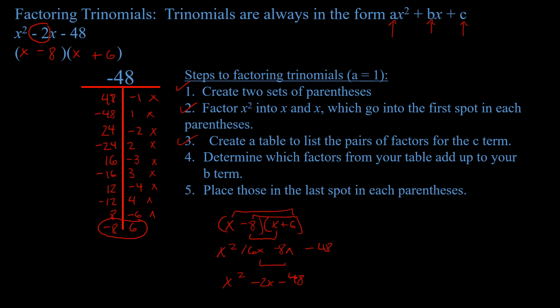And notice how when we add these two middle terms, 6 and negative 8, that's where our negative 2 comes from. Adding the 6x and the negative 8x. And notice how these are those numbers, the negative 8 and 6 right here. Let's keep going.